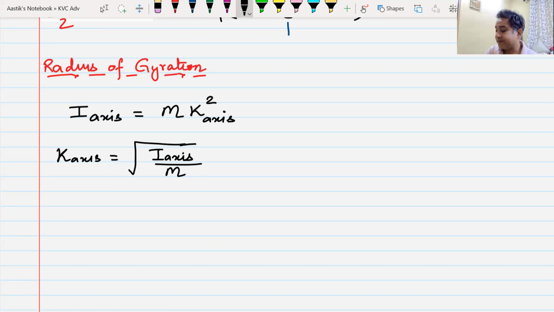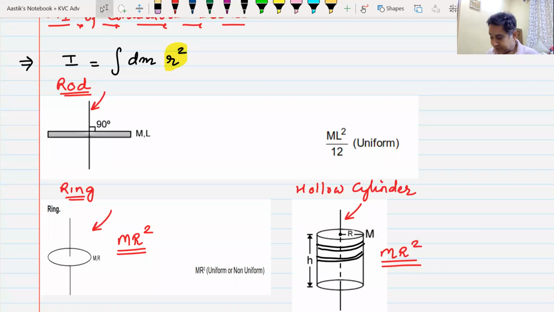Now, if you go back, have you written that? Yes, sir. If you go back, the moment of inertia of this body about the center of mass axis was m l square by 12. It was the rod. What is the radius of gyration?